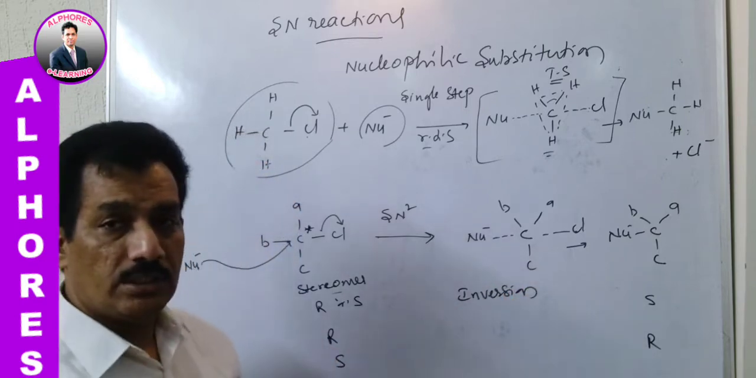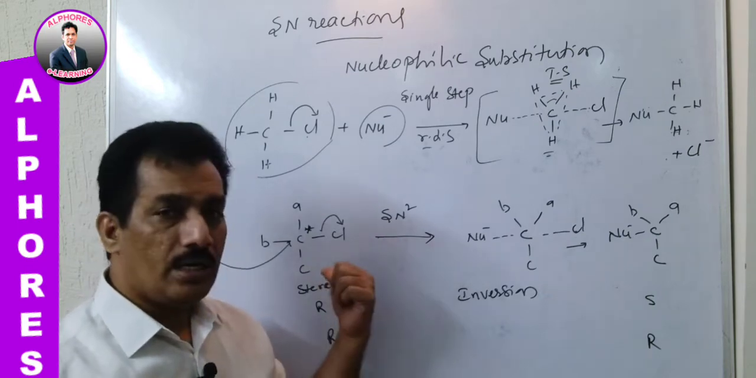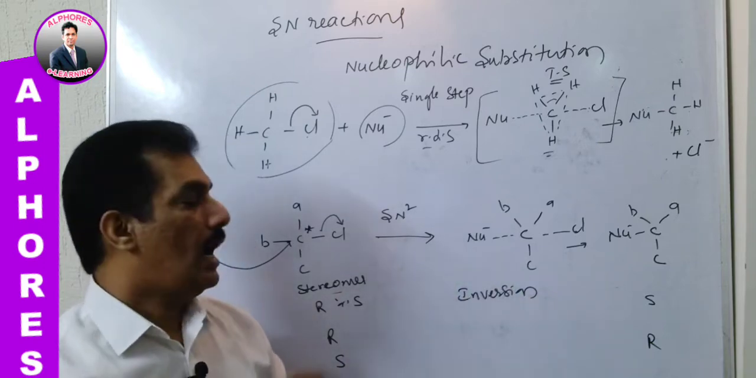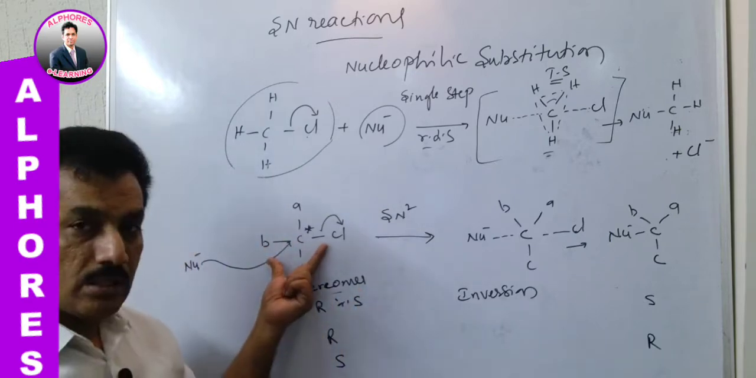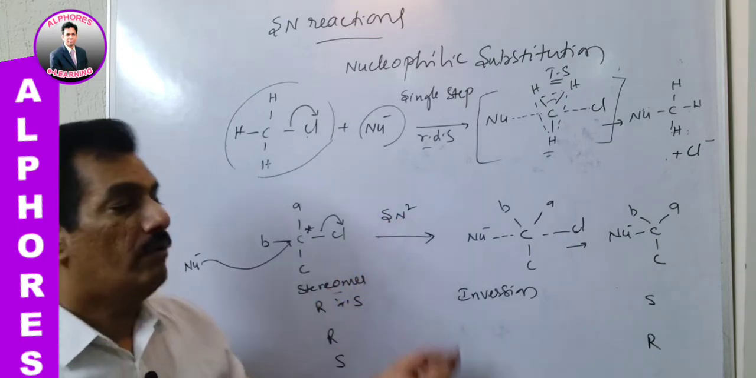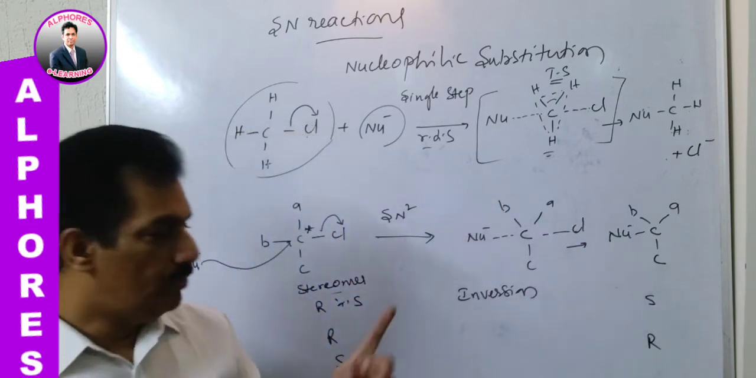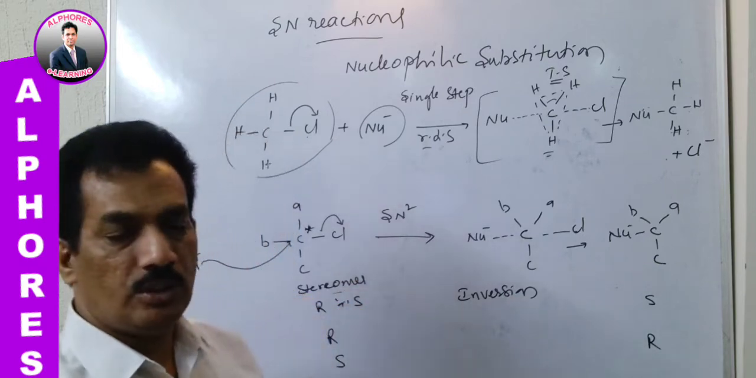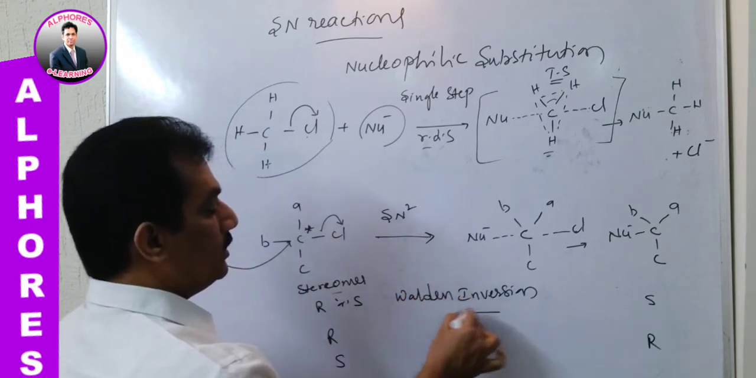The configuration is inverted, but under one condition. Remember once again, when the outgoing and incoming groups have similar priority, inversion takes place. This type of inversion happens when the substrate is a stereomer undergoing SN2, and the incoming and outgoing groups have the same priority numbers. That inversion was observed by Walden, and hence it is known as Walden inversion.